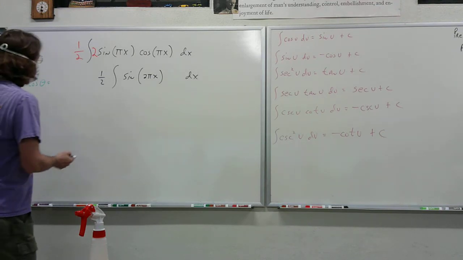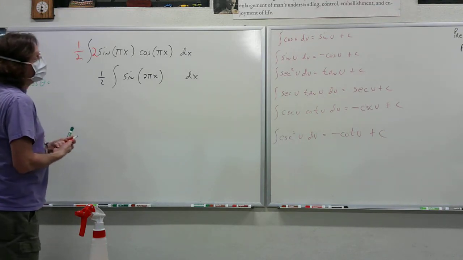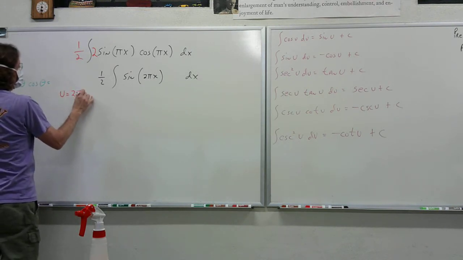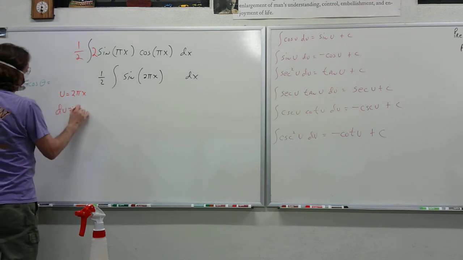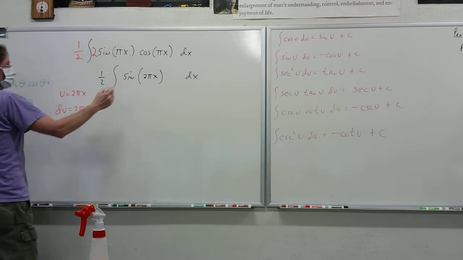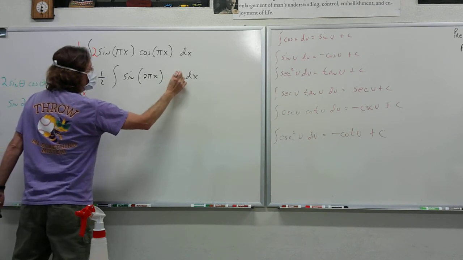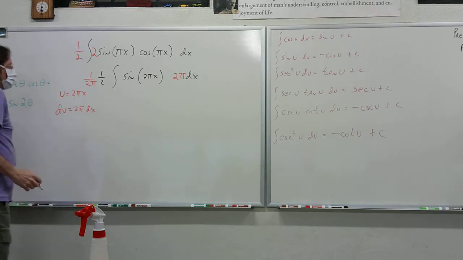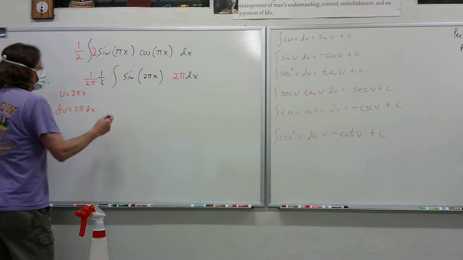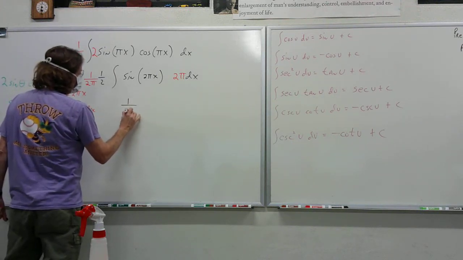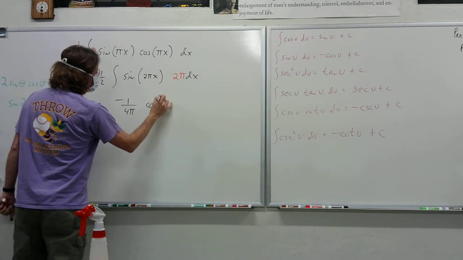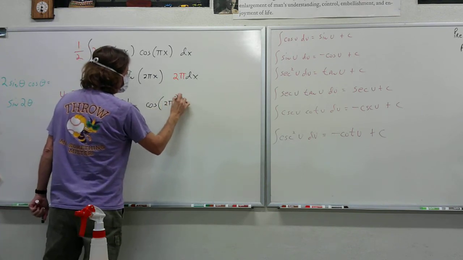Okay, well, somebody says, Mr. Evans, write in your U. Don't not do that for them. U equals 2 pi x. du equals 2 pi dx. So what do I need out here? I need a 2 pi. So I need what out front? 1 over 2 pi. So out front, I'm going to have 1 over 4 pi. You make sure that pi is obviously in the denominator. And then when you integrate the sine, you get negative cosine 2 pi x plus c.